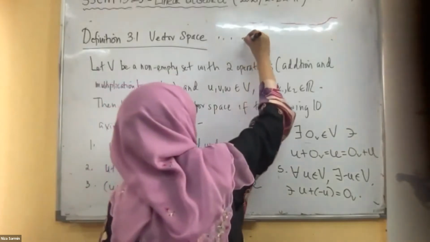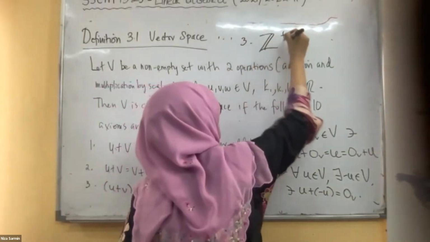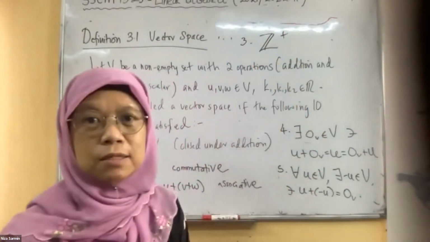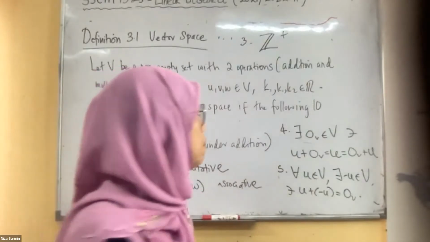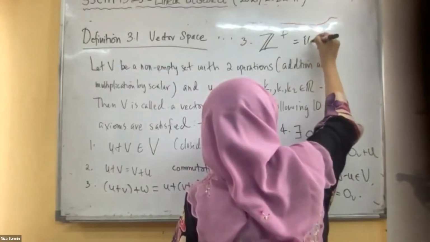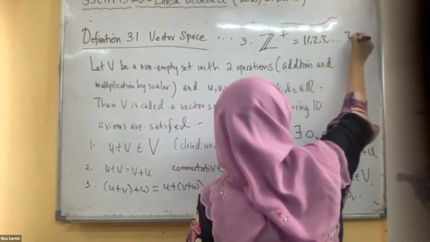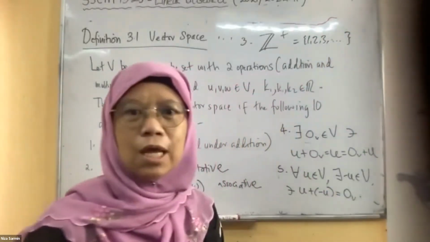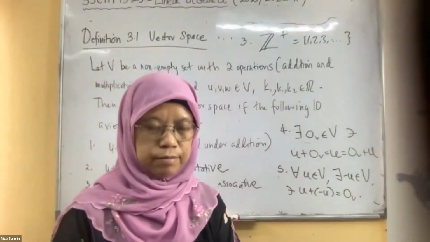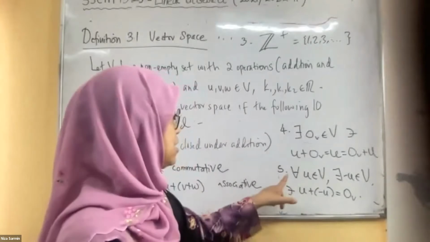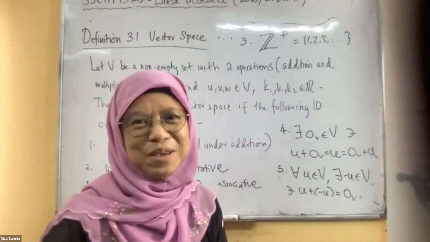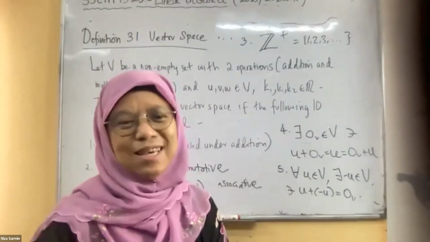If I give you this set, Z plus, 1, 2, 3, 4, and so on. Is it a vector space? Then you have to check one by one. I haven't finished yet. This is only halfway. We have another 5. Okay?